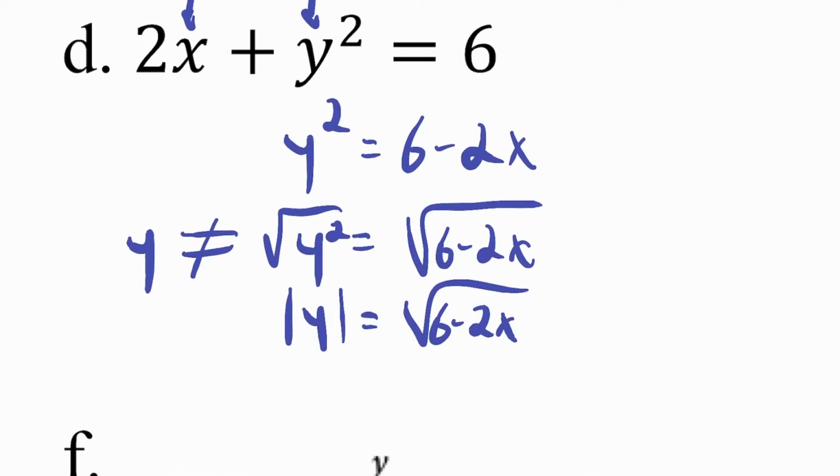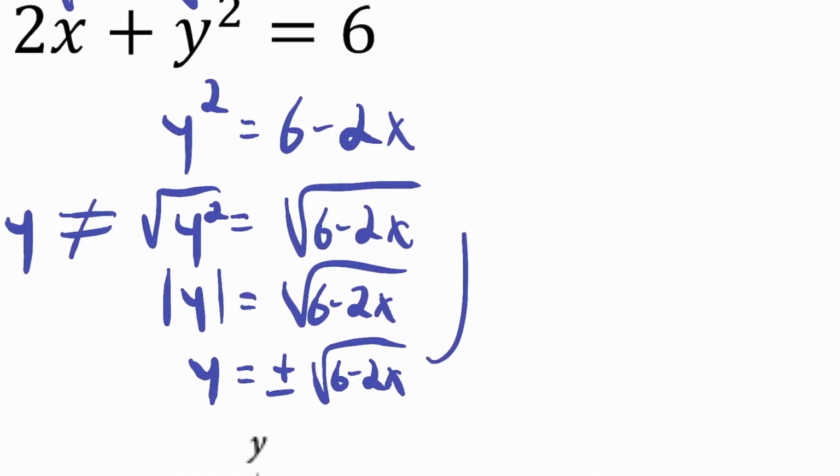And if I want, I can then say, well, we've talked about absolute values before. So if the absolute value of y equals the square root of 6 minus 2x, that means that y could be negative. Its absolute value is this formula. So that means that y equals plus or minus this formula. Okay, this is one way to see, oh, well, if I pick a number for x, let's say 1, if I pick 1 for x, right? Let's say x equals 1.